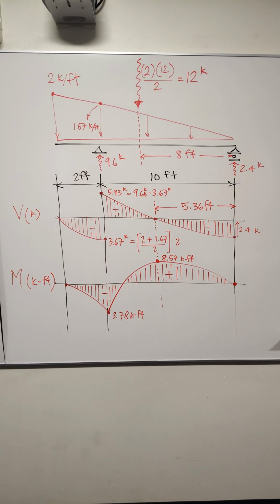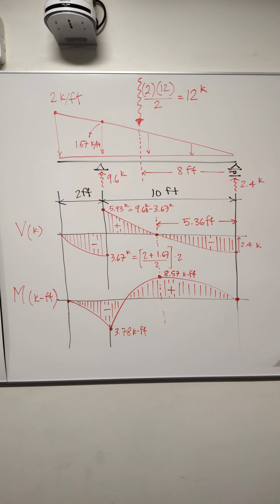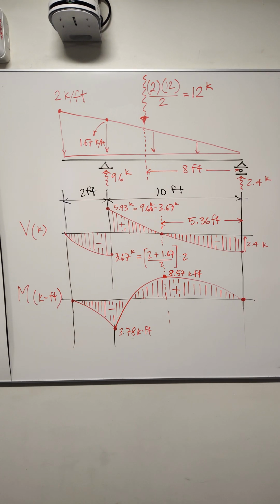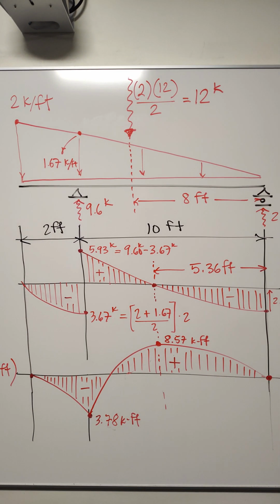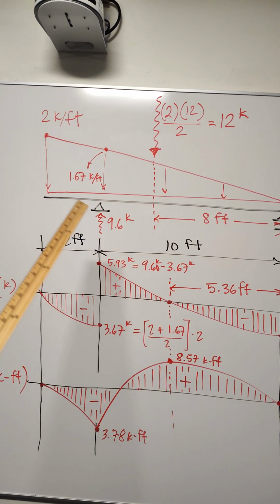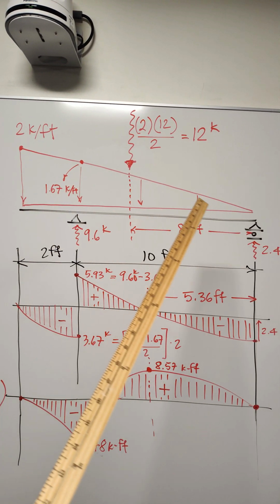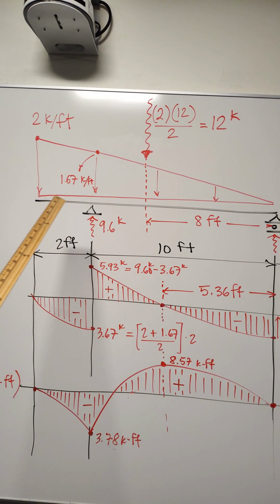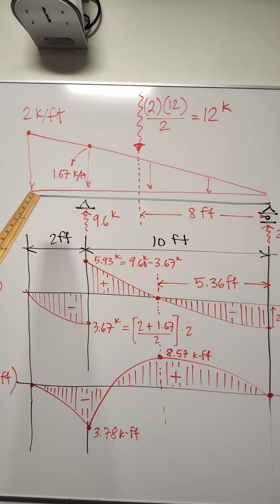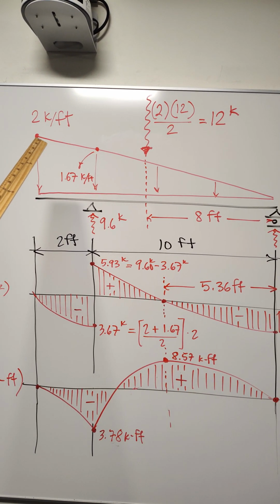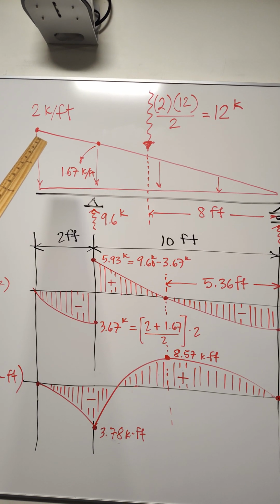In this problem, we're going to draw the shear and moment diagram of a simply supported beam with a left cantilever. The whole beam is subject to a triangular distributed load as shown here. The maximum value of the load is 2 kips per foot.